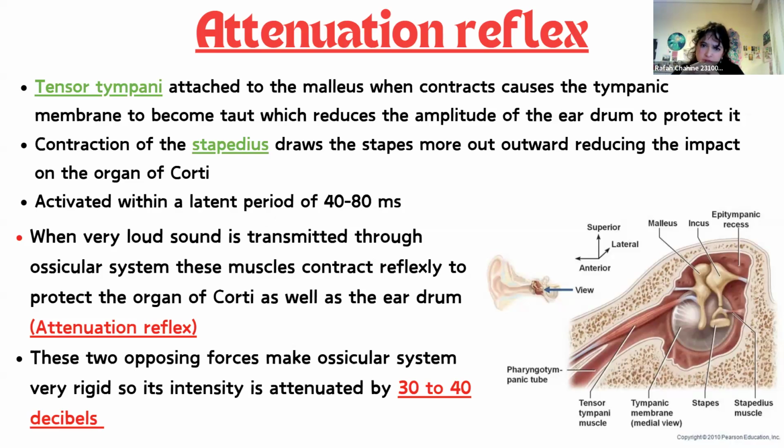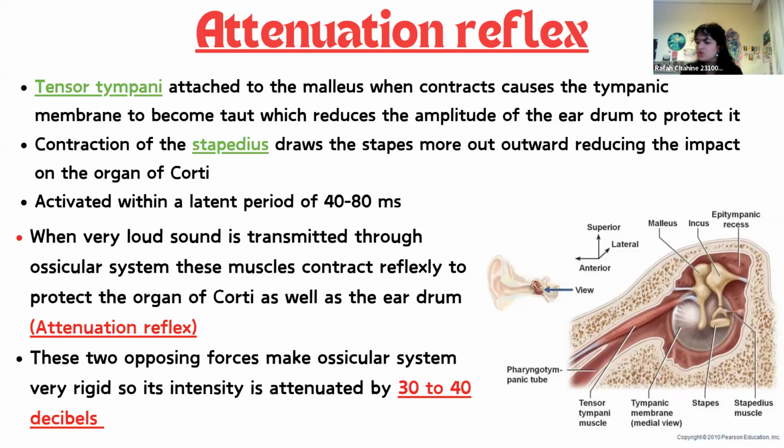So let's just say I'm at a concert and it's super loud, and my ears need to find a way to decrease that sound, to decrease the amount of harm that it might cause me. It's going to do that through the attenuation reflex. And to initiate the attenuation reflex, the tensor tympani, which is attached to the malleus, will contract, okay? That will cause the tympanic membrane to become taut, meaning it's going to be super stretched, okay?